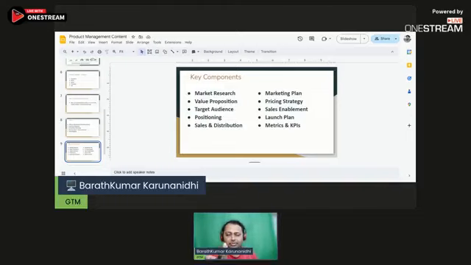Next, the last but one, is the launch plan. We have all these things set up prior to the product launch. But what is the launch? When are we going to launch the product? What is the timeline? You need to make sure how it is going to be launched and what timeline you're going to follow.